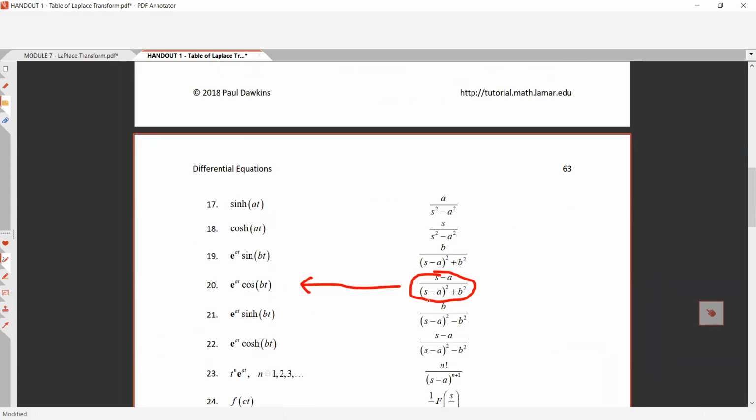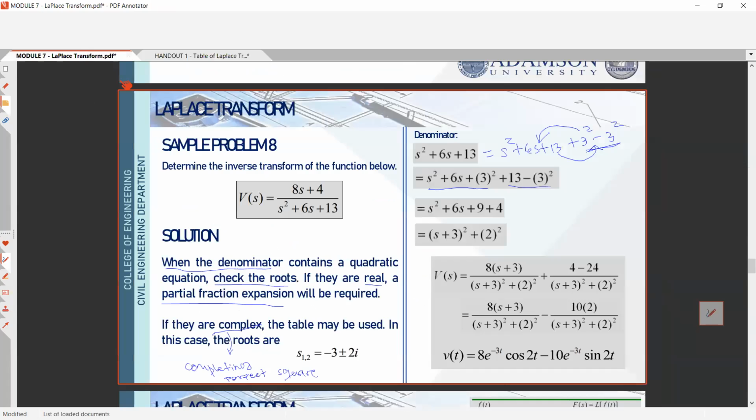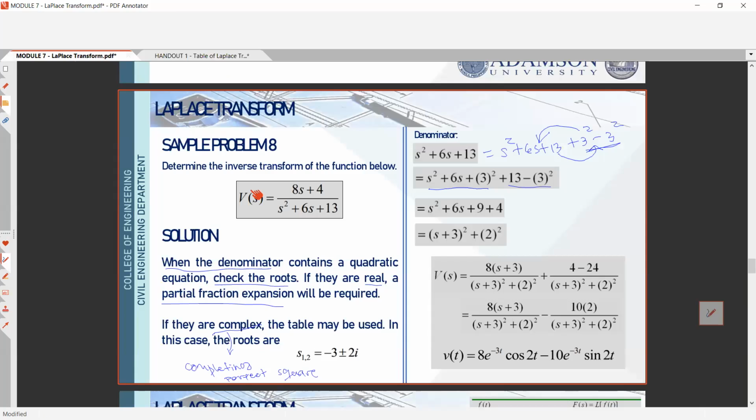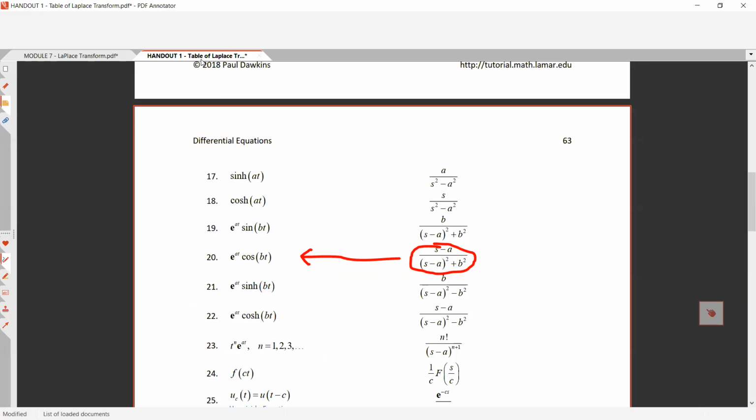Okay. So, the numerator is s minus a, the denominator is s minus a. Okay. So, ibig sabihin, ganun lang din to. Since 8s plus 3, s plus 3 yung nasa ilalim, s plus 3 squared plus 2 squared. Okay. Yung s plus 3, pwede nating i-relate to s minus a squared. So, yung a natin should be negative 3. Okay. So, a natin is negative 3. Okay. So, that is why dito is e raised to negative, ito mamaya.